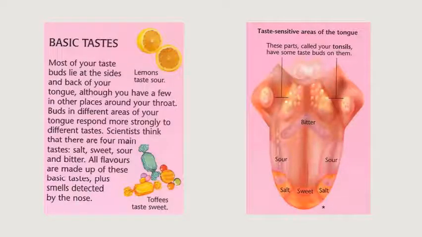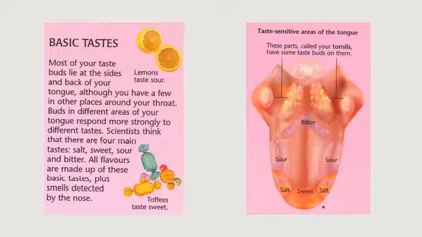Basic tastes. Most of your taste buds lie at the sides and the back of your tongue, although you have a few in other places around your throat. Buds in different areas of your tongue respond more strongly to different tastes. Scientists think that there are four main tastes: sweet, salt, sour, and bitter. All flavors are made up of these basic tastes, plus smells detected by your nose. You cannot have a flavor without smell.